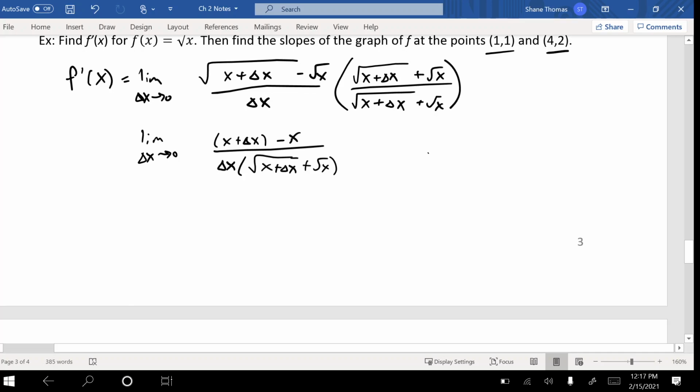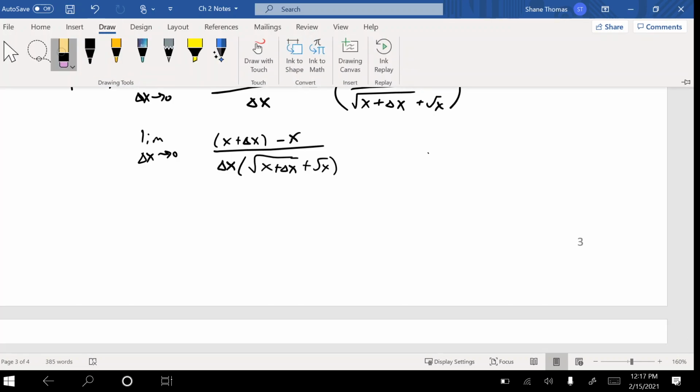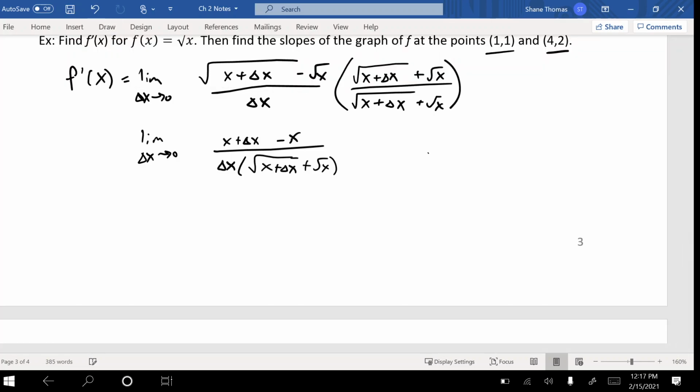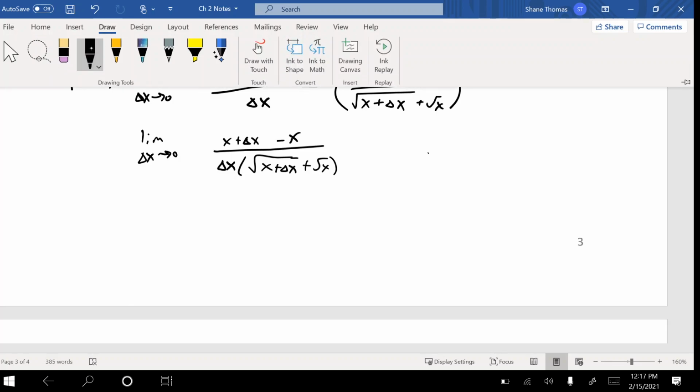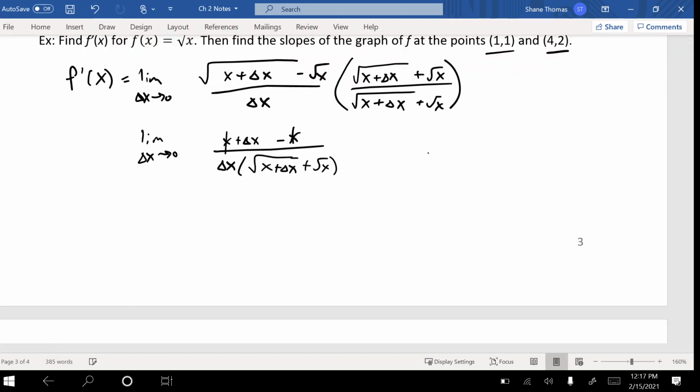Now, if I look at this, those parentheses are pretty much worthless on top, right? So I'm going to get rid of these parentheses. And what's that do? Well, now my x's are gone, right? I have a positive x and a negative x, so they're gone. And delta x is the only thing left on top. Delta x is already factored out on the bottom, so that's gone. So now I'm left with the limit as delta x approaches 0 of 1 over root x plus delta x plus root x. Now I can plug my 0 in for delta x and be fine.